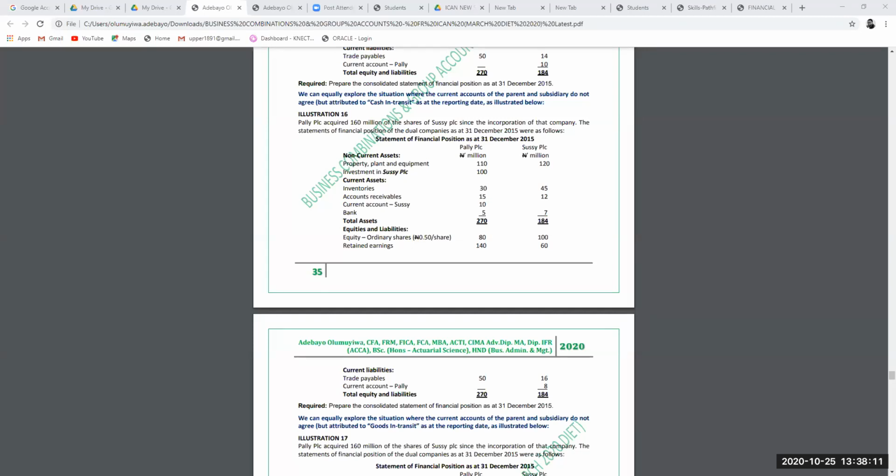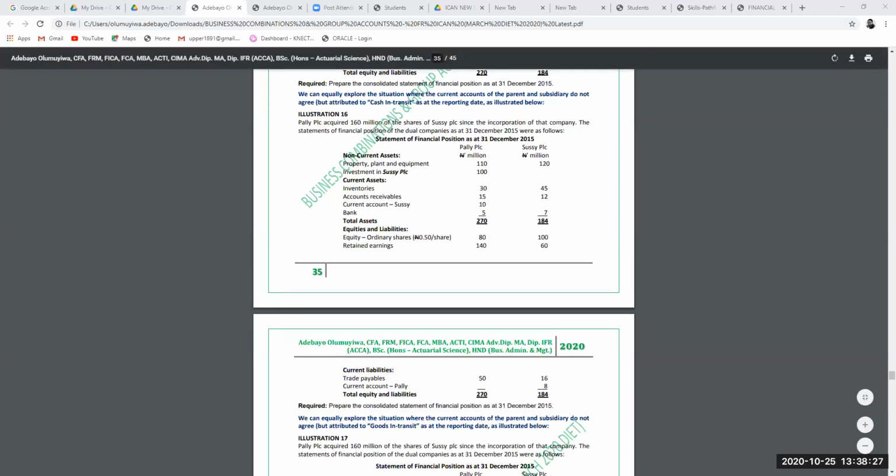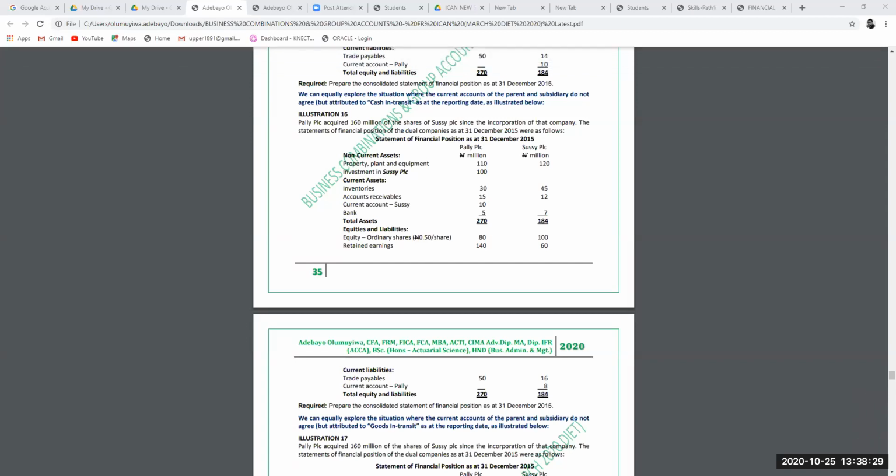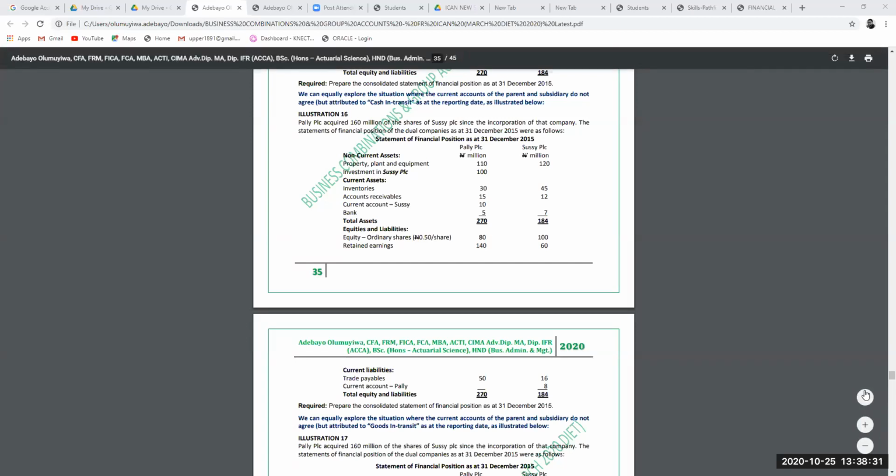Bank, then we have total assets. We have equity and liabilities, ordinary share capital of 50 kobo per share. Then we have retained earnings, current liability, trade payables, current account Pali, then total equity required. Prepare the consolidated statement of financial position as at 31st December 2015.